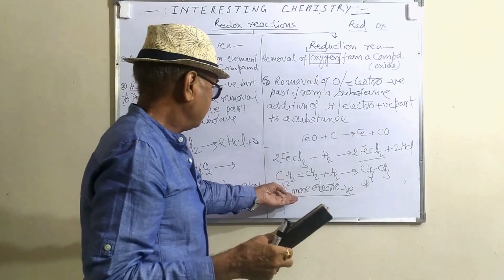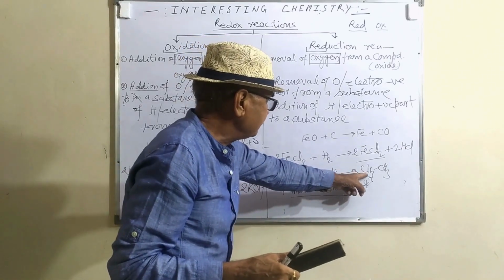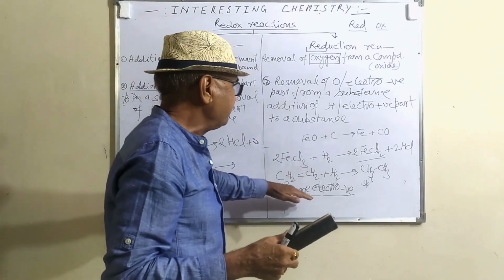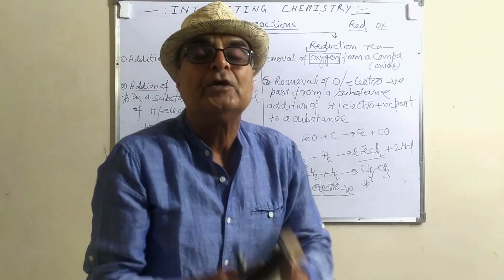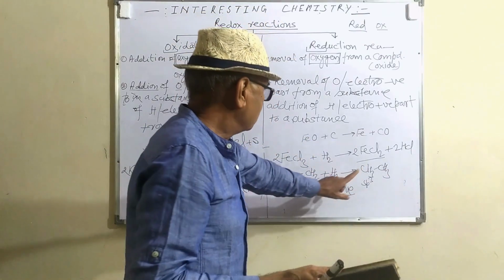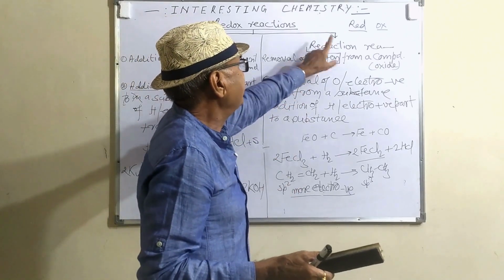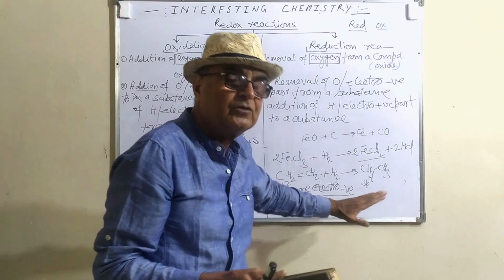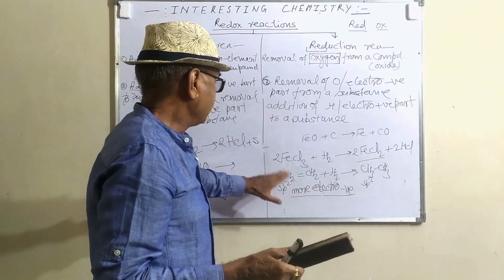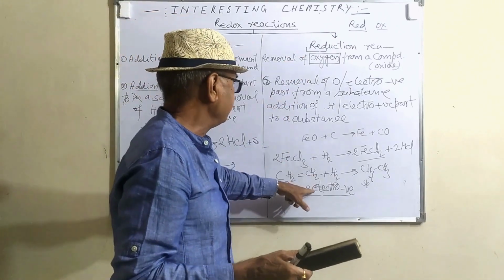So this carbon is more electronegative than this. So here the electronegativity of the carbon decreases. So this reaction is also called a reduction reaction. This is the main cause. With the help of this, you can justify that this reaction is a reduction reaction.